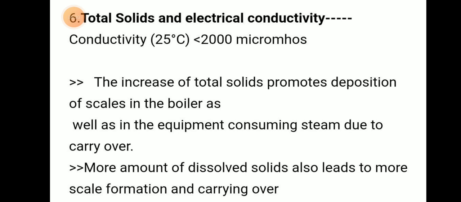Increase of total solids will promote deposition of scale in the boiler as well as in equipment consuming steam, due to carryover. If the total dissolved solids increase, then deposition of scale in the boiler and the equipment will increase. So more dissolved solids also lead to more scale formation and carryover.